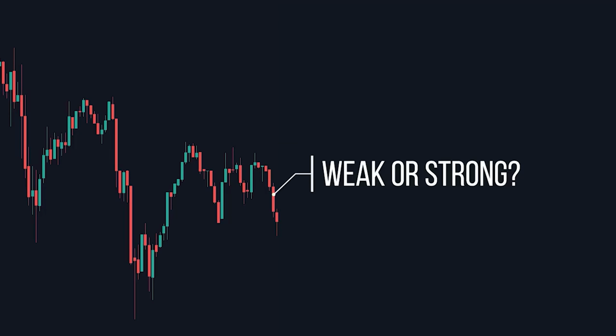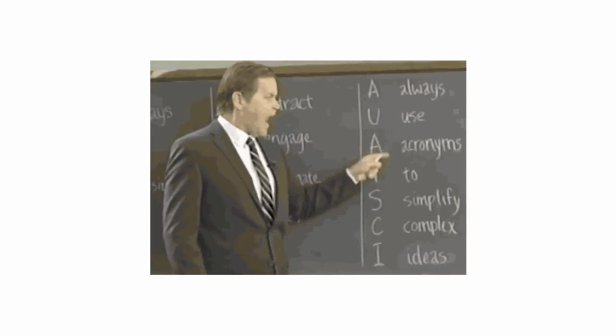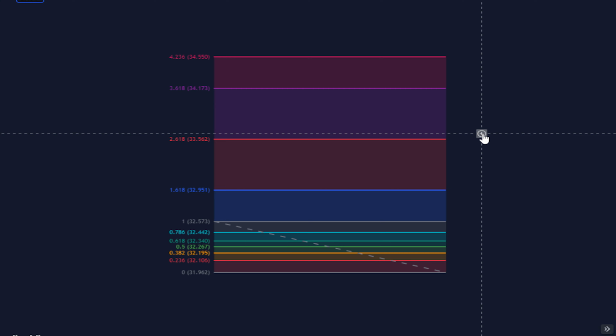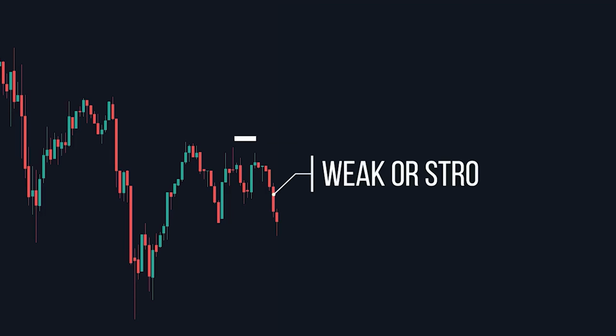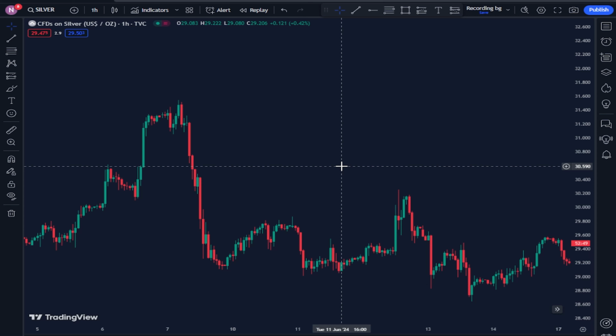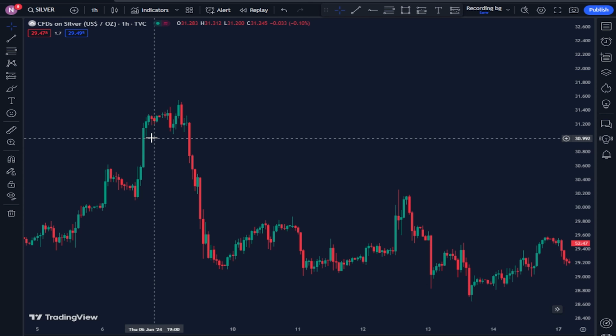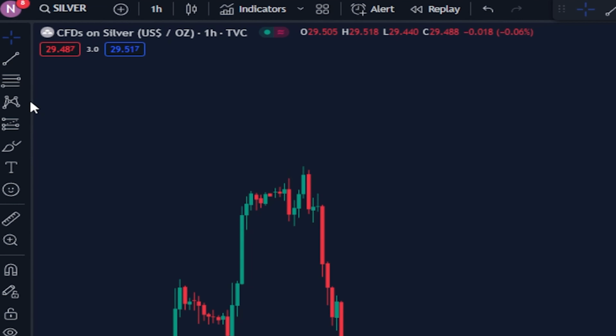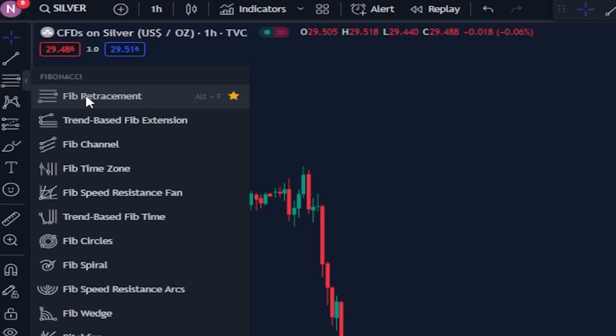Now you might be asking yourself, how do I know if a specific pullback is weak or strong? Well, let me show you. To do this, we are going to be using the Fibonacci retracement tool. This will help us realize if a pullback is strong or weak. To use the Fibonacci retracement tool, simply go to TradingView or whatever chart platform you use. Go to the side here and click this top one.